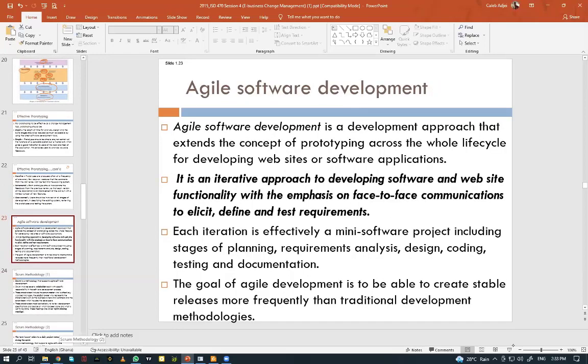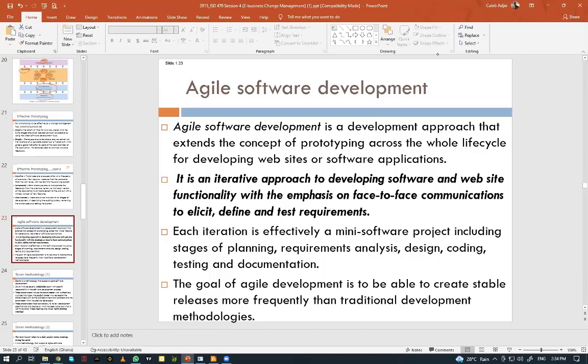Then there's what we call the agile software development, okay? Agile software development is a development approach that extends the concept of prototyping across a whole life cycle for developing website and software applications. It is an iterative approach to developing software and website functionality with the emphasis on face-to-face communication to elicit, define, and test requirements. Each iteration is effectively a mini software project, including the stages of planning, requirement analysis, design, coding, testing, and documentation. So all these things are part of the software development process.